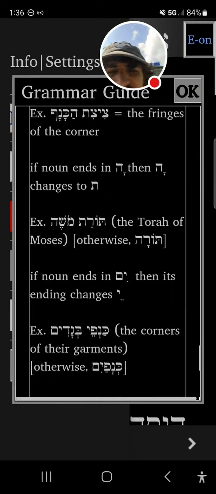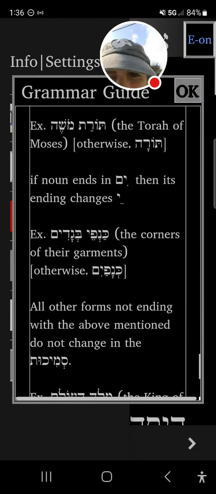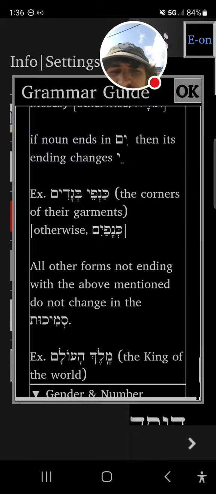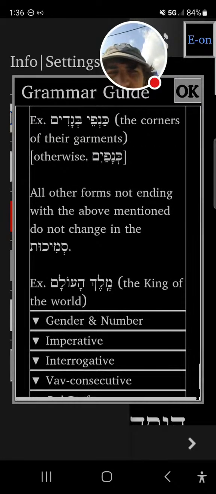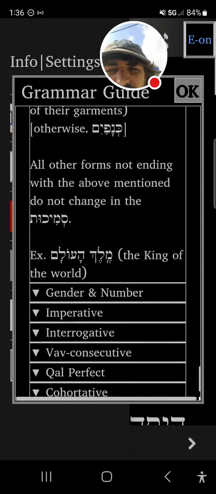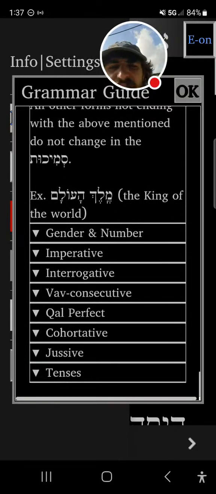If the noun ends in yud mem, then its ending changes to a tzere followed by a yud. Example, kanfe begadim. Normally you would say kinafayim. Now you can drop the mem and change the nekudos. Instead of kinafayim, it's kanfe begadim. All other forms not ending with the above mentioned do not change in the smichos. Example, melech ha'olam. It stays melech. Okay. Gender and number.